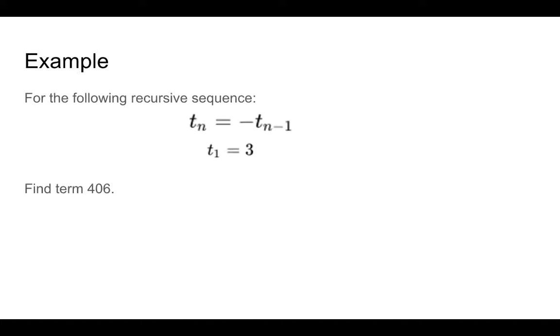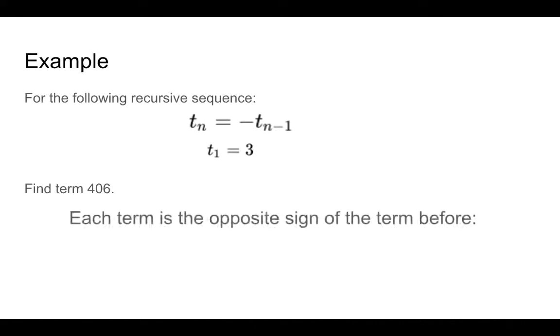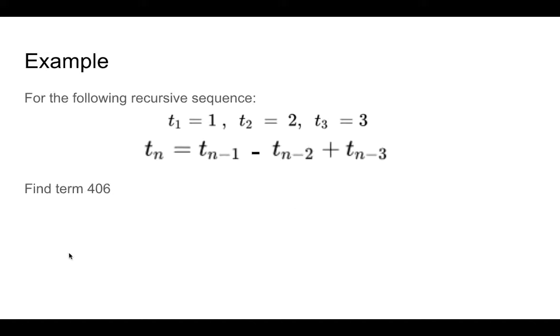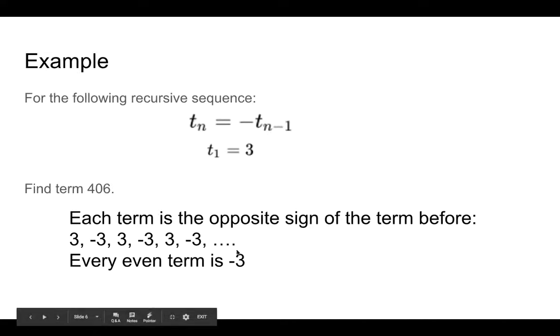What you have to do is be patient and start creating this sequence. Term 1 is 3. Term 2 is -3. Term 3 is 3. Term 4 is -3. We notice that we just switch between 3 and -3, such that every odd number term is positive and every even number term is negative. And so 406 must be -3.